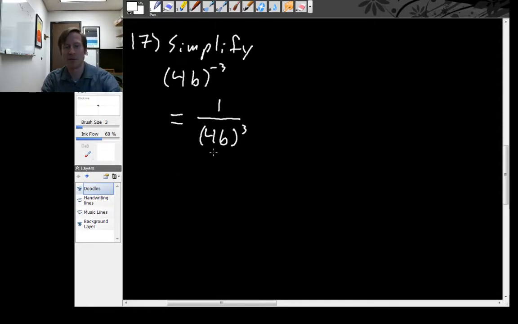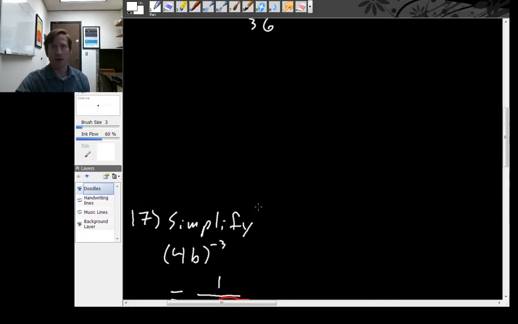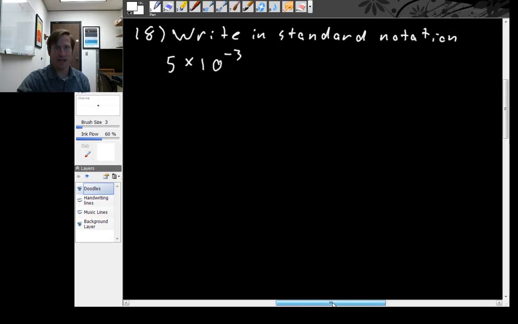Now we can work on the denominator here. Now I'm going to use the power of a product law to put this exponent 3 on the 4 and the b. So 1 over 4 to the 3rd, b to the 3rd. So that's 1 over 4 to the 3rd is 64, I think. So 1 over 64b to the 3rd. And again, this is as simplified as it's going to get. There's nothing else we can do to combine anything or cancel anything. Okay, let's have a look at 18.